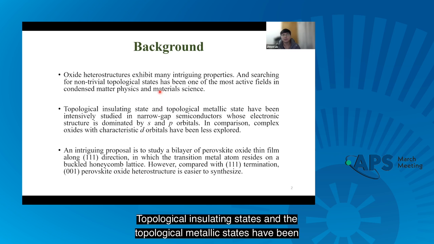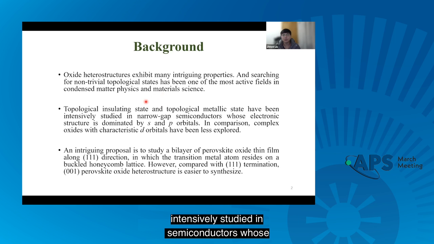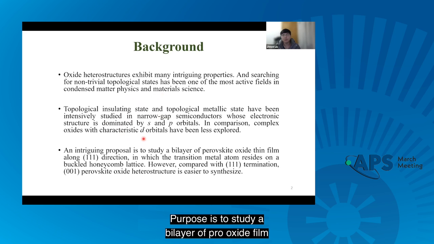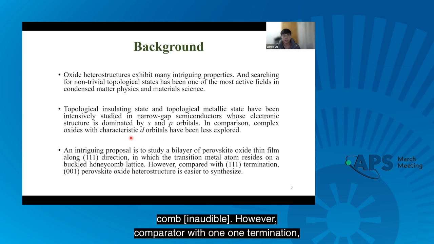Topological insulating states and topological metallic states have been intensively studied in narrow gap semiconductors whose electronic structure is dominated by s and p orbitals. In comparison, complex oxides with characteristic d orbitals have been least explored. An intriguing proposal is to study a bilayer of perovskite oxide thin film along the 111 direction, in which the transition metal atoms reside on a buckled honeycomb lattice.